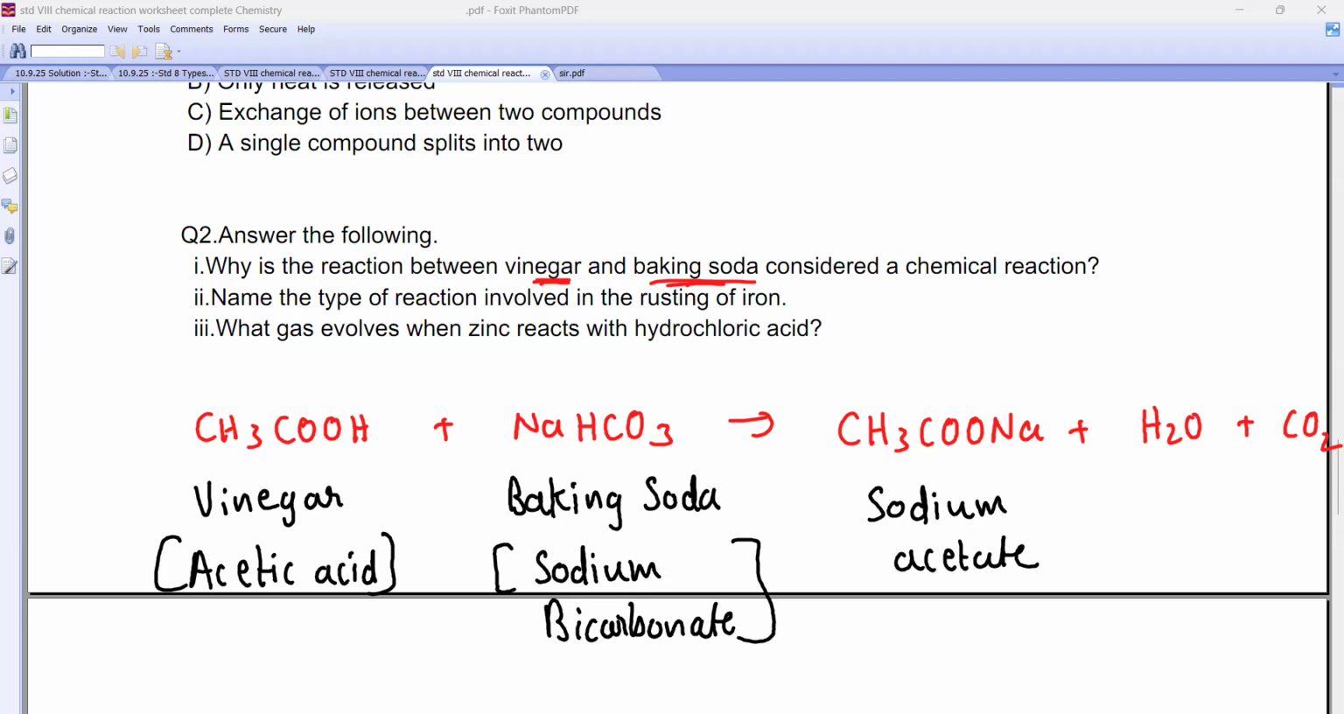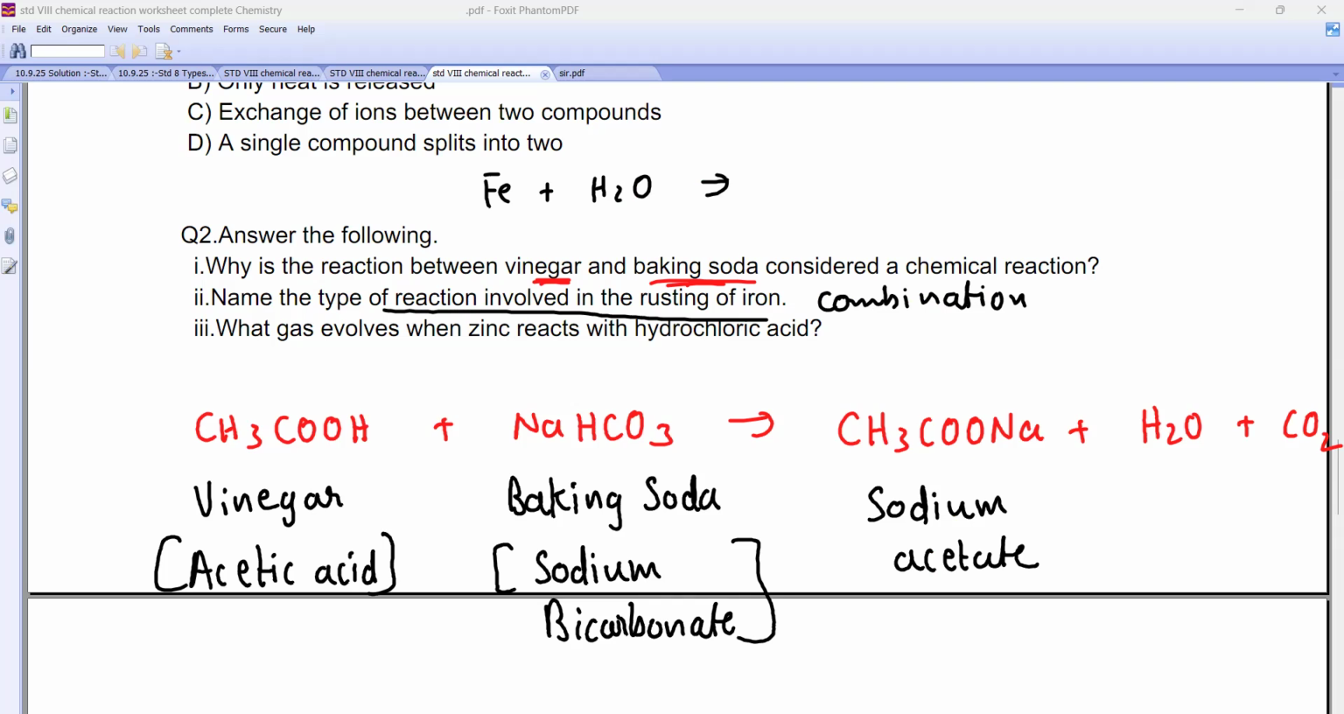What type of reaction is involved in rusting of iron? Beta, it is a combination reaction. Which reaction? Combination. Right? In rusting, what happens, beta? Fe will react with water and oxygen and you get hydroxide and so on, right, beta? Addition reaction.